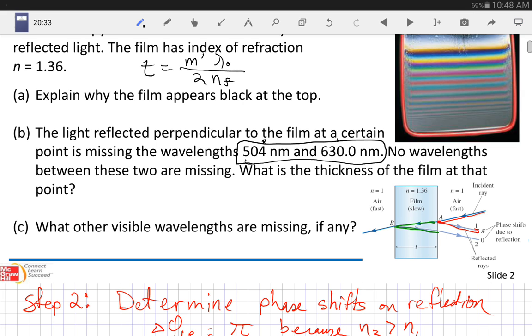Well, here's one approach. One approach would be to find all the thicknesses that would give you destructive interference for 504 and all the thicknesses that would give you destructive interference for 630. And then once you have those lists, you see what's the smallest thickness that's common to both lists. That's one way of doing it. There are others. I'm not even going to go through and do any more because it's just mathematical manipulation. Because you have your equation for destructive, you have 2 wavelengths, you can find thicknesses for each one.